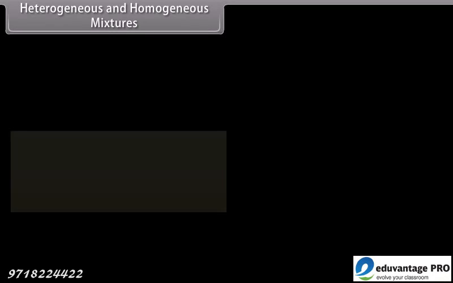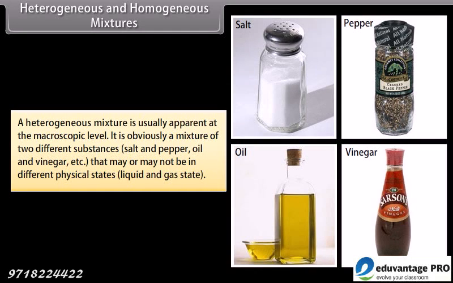Heterogeneous and Homogeneous Mixtures. A heterogeneous mixture is usually apparent at the microscopic level. It is obviously a mixture of two different substances, salt and pepper, oil and vinegar, etc., that may or may not be in different physical states, liquid and gas state.